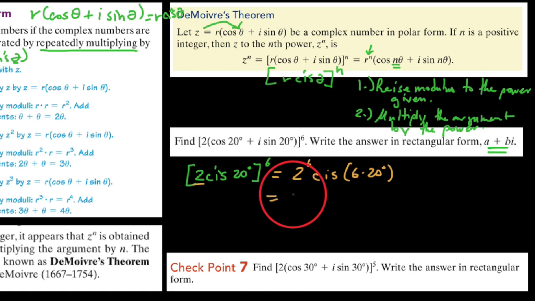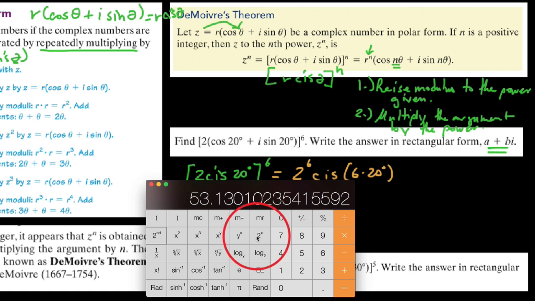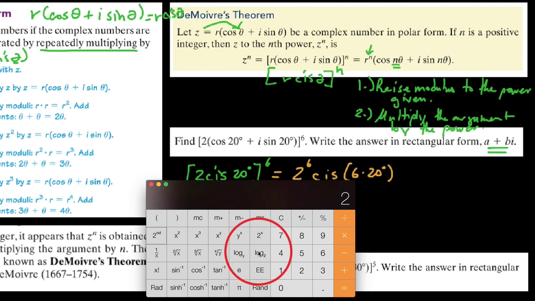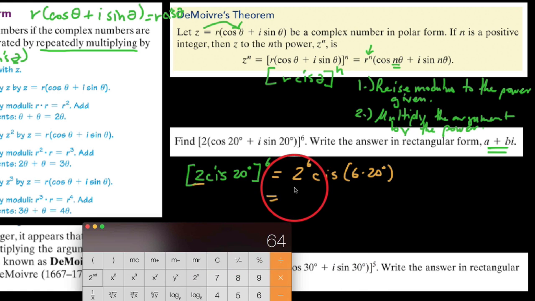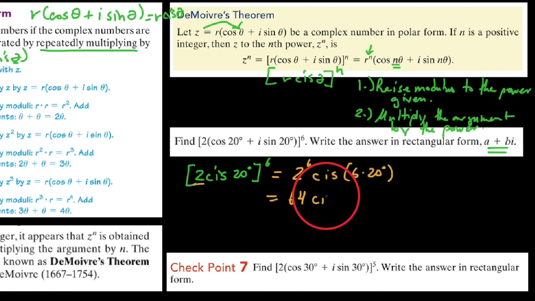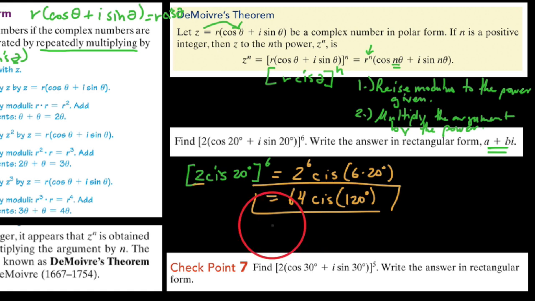And so our result here is 2 to the 6th, and certainly we could grab a calculator here to figure this out. We say 2 to the power of 6 is 64. So we say 64, and then if we were to take 6 times 20 here, what we get is 120 degrees. Now, I'm going to put a box around this, and I'm going to make a little note here.